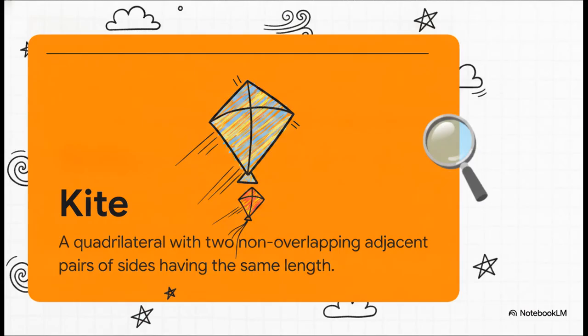And then we have the kite. Now, the kite plays by an entirely different set of rules when it comes to its equal sides. Unlike a parallelogram where the opposite sides are equal, a kite has equal sides that are adjacent, meaning they're uniquely placed right next to each other. It has two pairs of these equal adjacent sides, and importantly, they do not overlap. I mean, it quite literally looks exactly like the kite you'd go fly in the park.